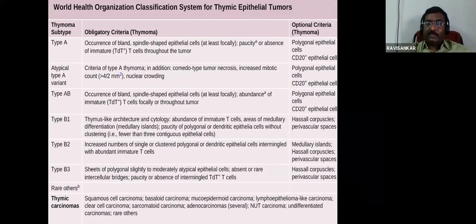Type A is made of bland cells, and it is a less aggressive type of thymoma subtype.